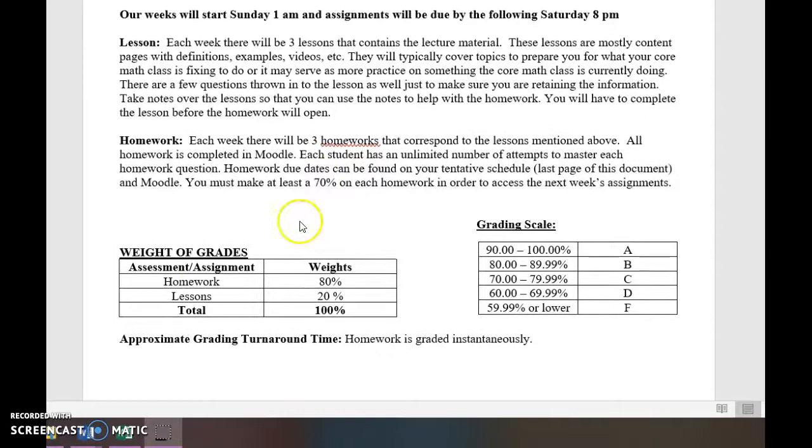The grades for this class: homework is 80% of your grade. The lessons count for 20%. That's it. There are no tests in this class. Yay! So no test. All it is is homework and lessons. I just need you to understand the information so that Math for Healthcare makes a whole lot more sense to you. All right, no test. So it's pretty easy to get an A in here, right?